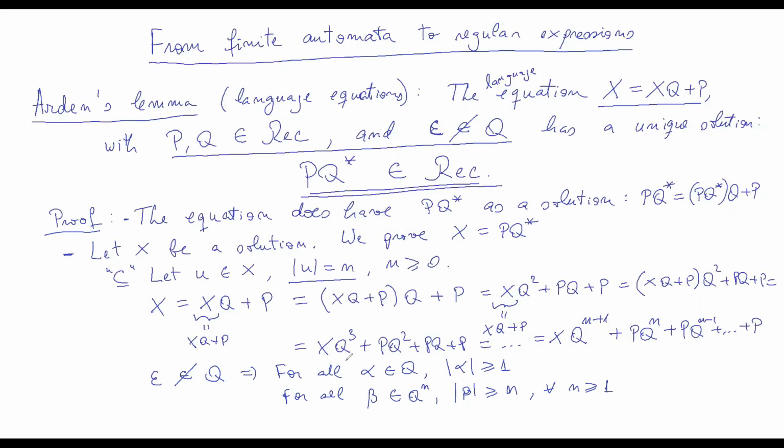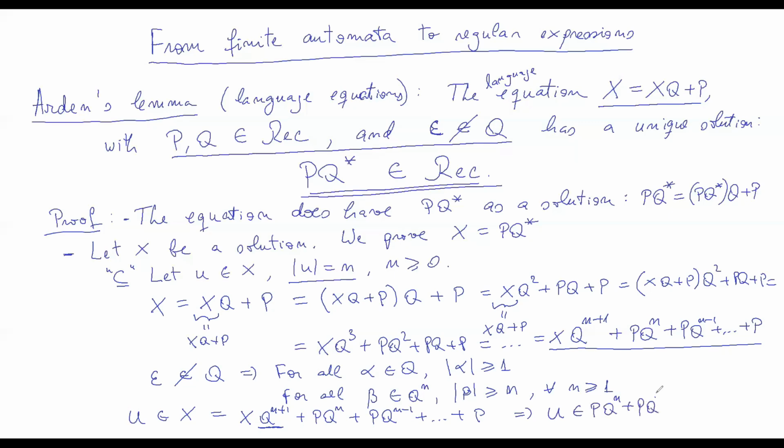So our u cannot be, so let me just write here, u is in X, and X we have just established is this much: XQ^(n+1) + PQ^n + PQ^(n-1) + ... + P. And the length of all these words in here is at least n plus 1. And so u cannot be a part of this. So u belongs to one of these, to this union, PQ^(n-1) and so on, and this is certainly included in PQ star. So that proves this inclusion in here.